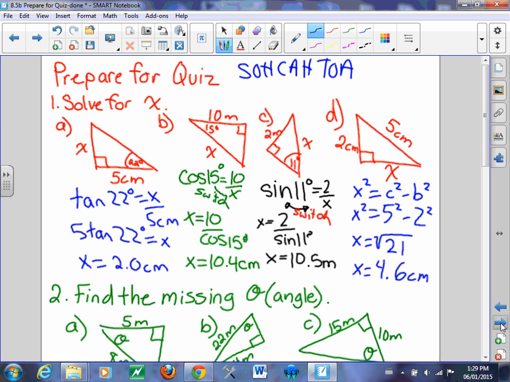Example D, it's a tricky one, folks, no angle, so it's using Pythagorean theorem. And be careful here, the hypotenuse is given, because it's the longest side, and you should recognize the hypotenuse after doing a lot of this trig work. So Pythagorean theorem tells you to take the hypotenuse side, so 5 squared, subtract your other given side, which is 2 squared, gives you 21. Don't forget to take the square root of it. So your answer is 4.6 centimeters.